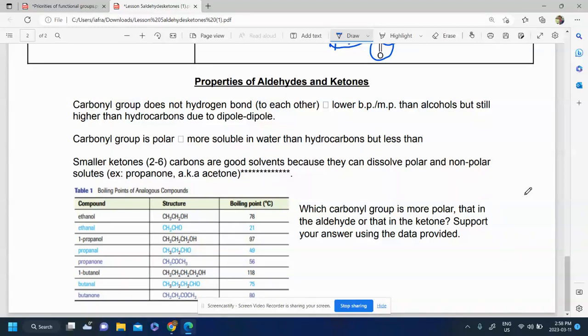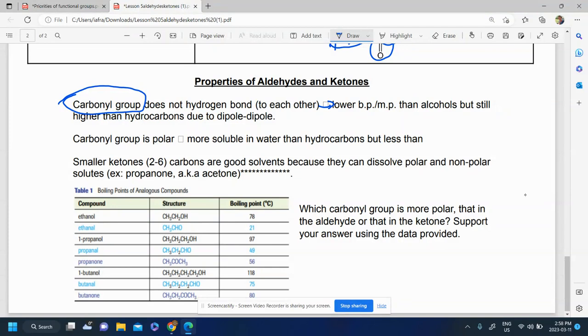In this video, we're going to take a quick look at the properties of aldehydes and ketones. So firstly, I want to point out that the carbonyl group is not able to hydrogen bond with itself like the hydroxyl group. Because of that, where there's no hydrogen bonding, there is still dipole-dipole because there's some polarity there.